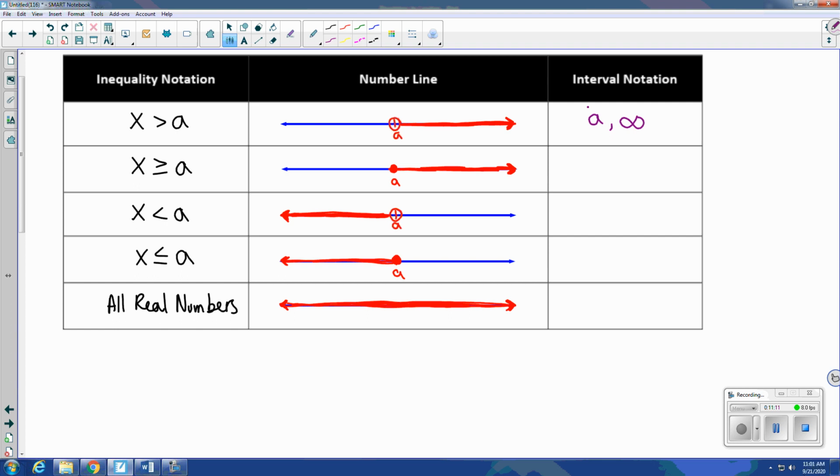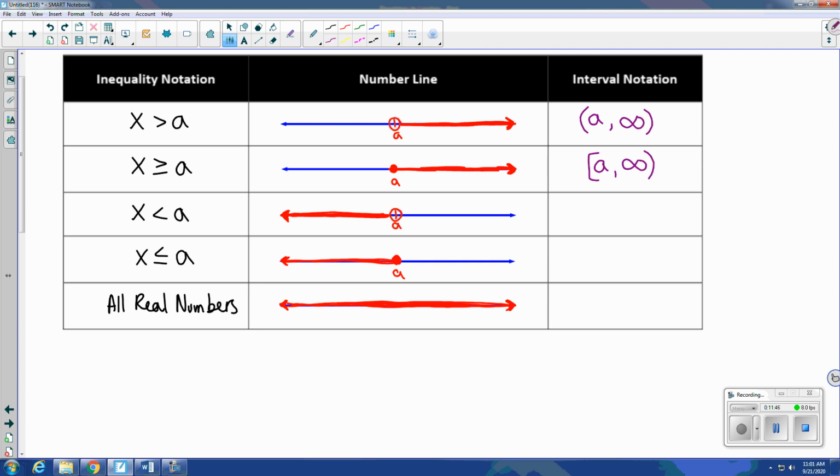Now, A is not included, so I'm going to put a parenthesis. And then always, always, always with infinities, because it's not an actual number, and because that number cannot therefore be included in the set, I'm not indicating there's any stopping point or any inclusion of that value. It just keeps going. So infinities always have parentheses. A, the leftmost endpoint, or the smallest number in the set, is included this time, so we put a bracket, extends forever in the positive direction, parentheses always around infinities.